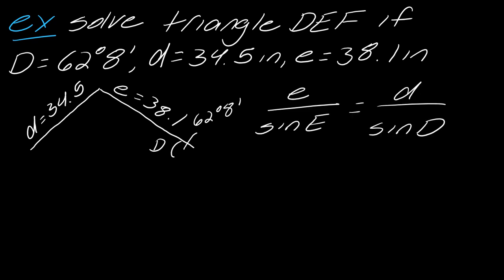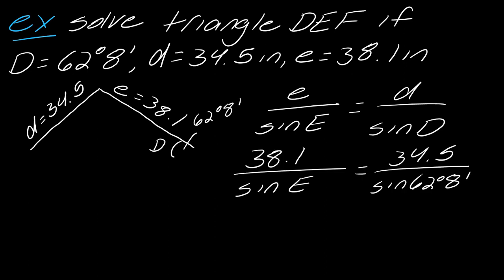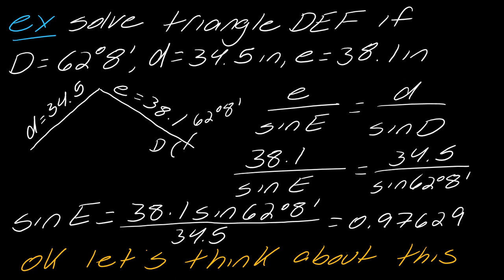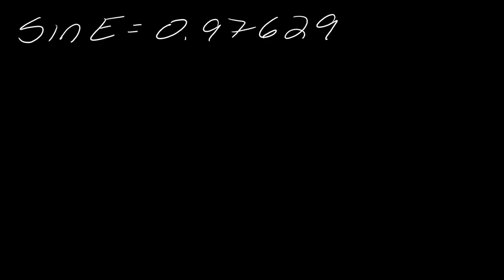Okay, so I'm going to set this up. I've got e over sine of E equals d over sine of D. I can plug in the information I have in the problem and solve for sine of E. Here's all my work, and I get 0.97629. It's a decimal. This is good, right? This is less than 1. Great. So I've got sine of E equals 0.97629.